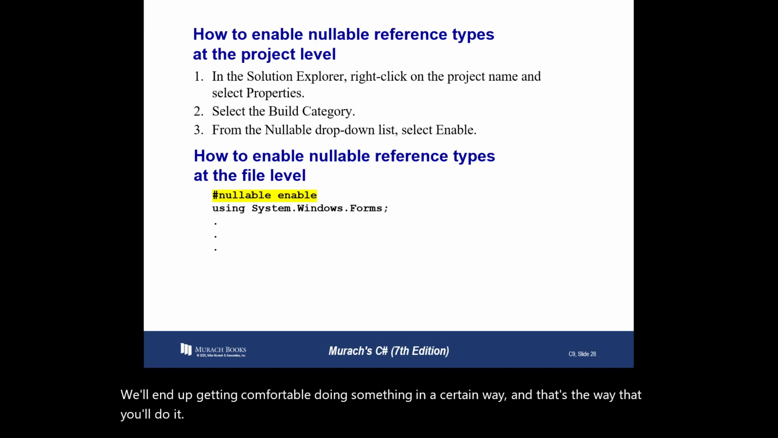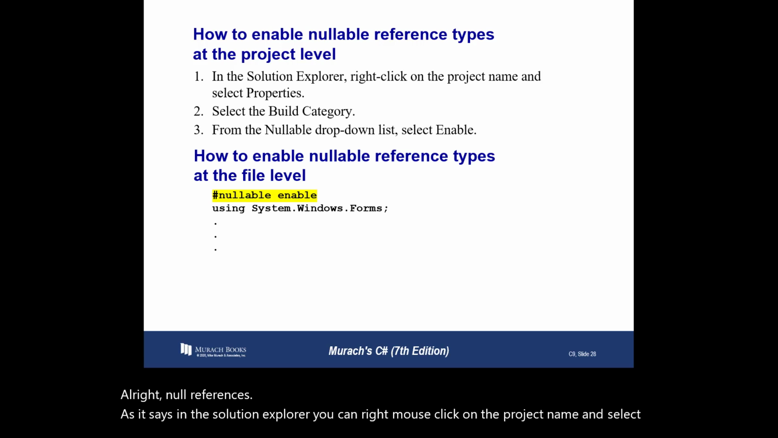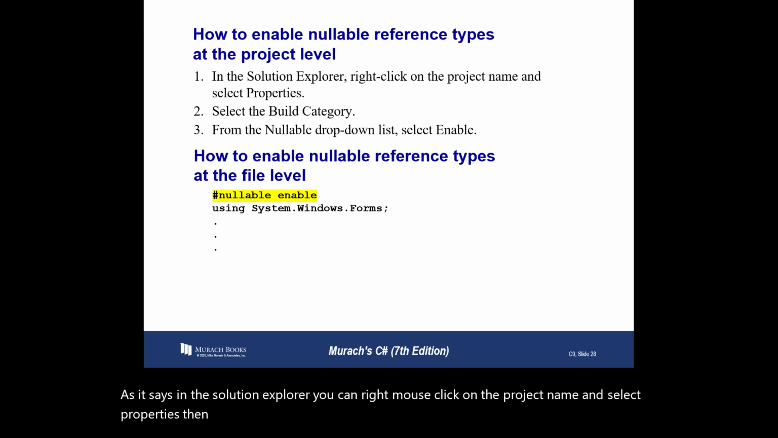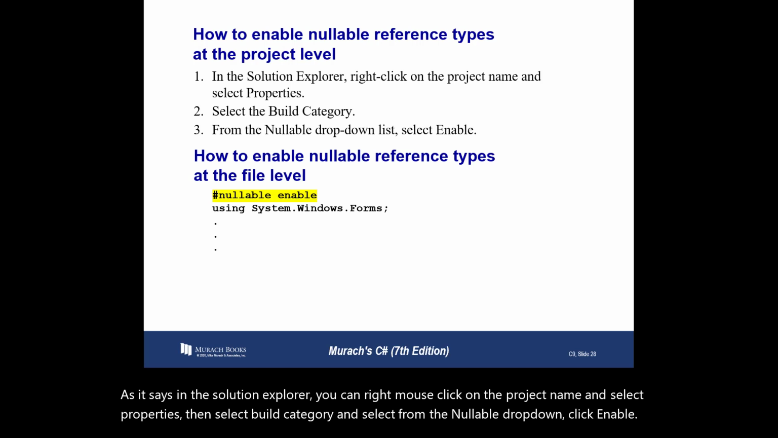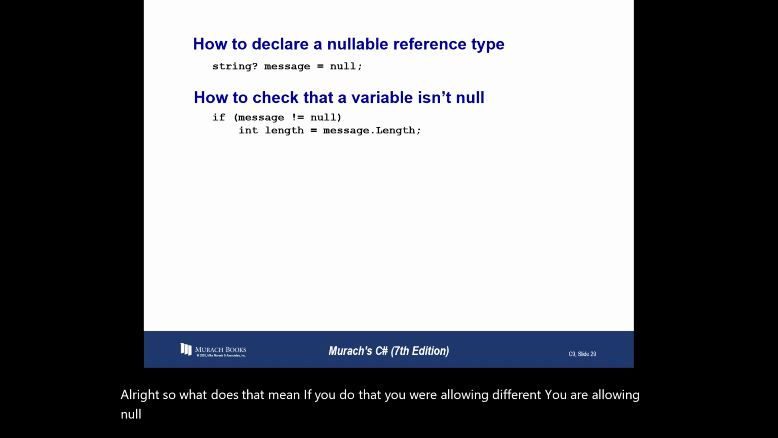All right. Null references. As it says, in the Solution Explorer you can right mouse click on the project name and select Properties. Then select Build Category and select from the Nullable dropdown, click Enable. All right. So what does that mean? If you do that, you are allowing null values. Remember that null means unknown.